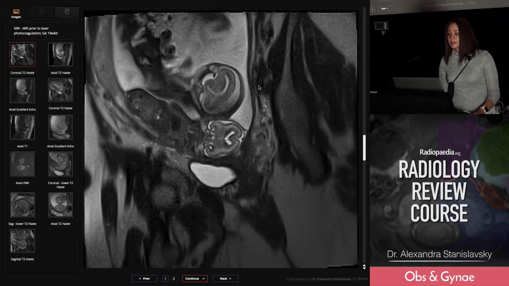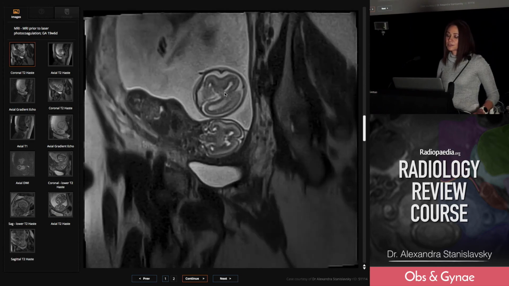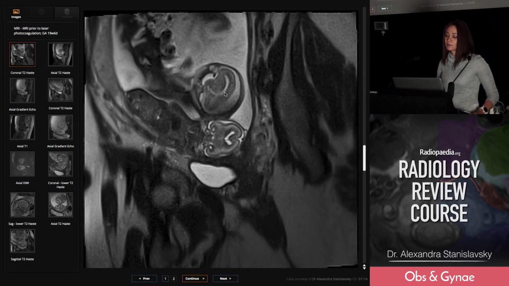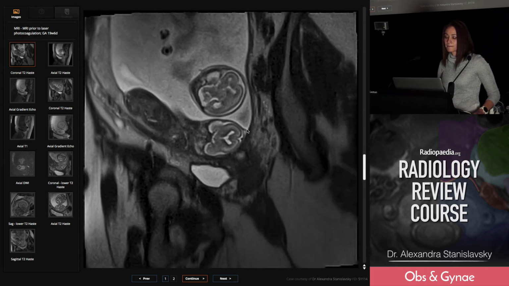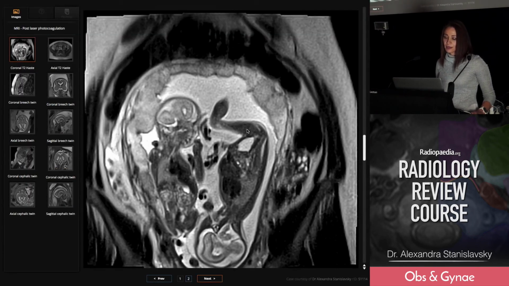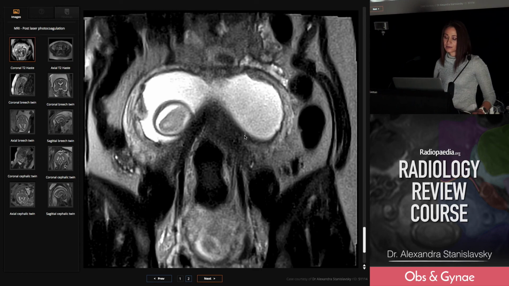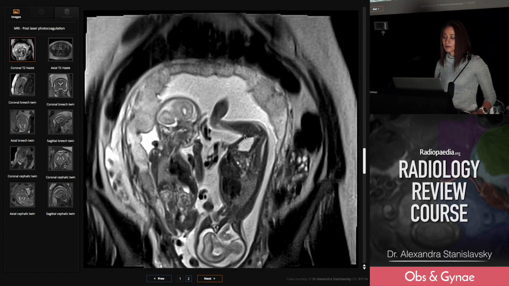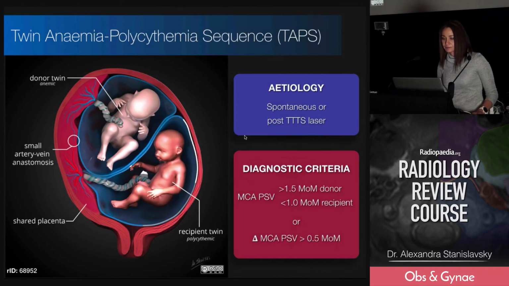This is just another case, same sort of condition on MRI. So you can see this baby's floating freely in a large amount of amniotic fluid. This one's really stuck down to the wall. You can see just the amnion sticking it down right there. Now this pregnancy was treated with laser photocoagulation, and this is a picture just days later showing equal fluid between the two twins. So a good result in this case.